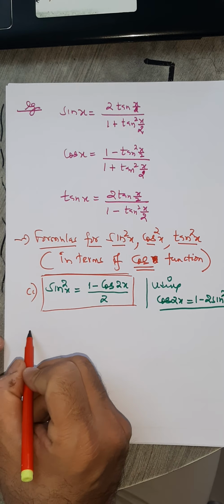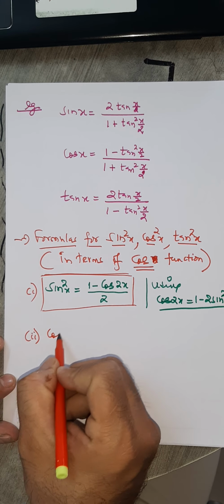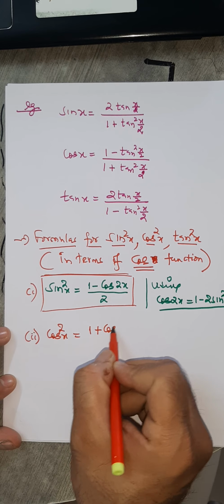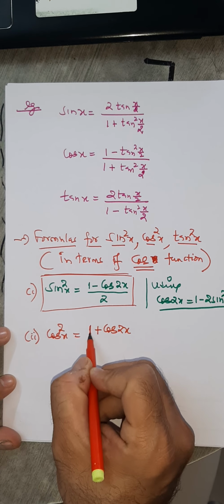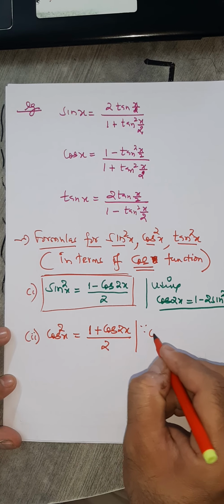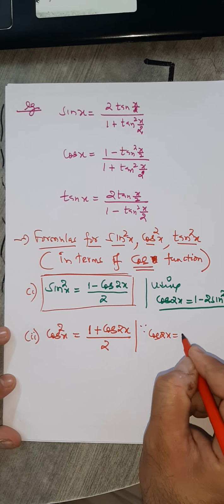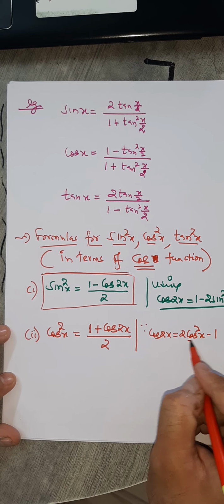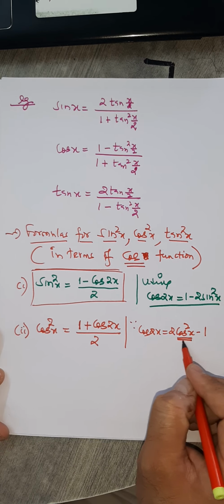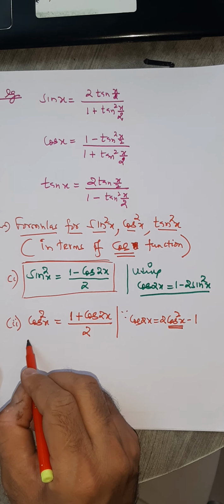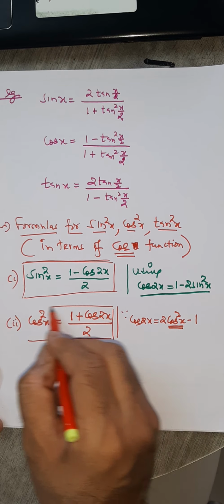Second one, same way, cos squared x equals to 1 plus cos 2x the whole by 2. From where this? Because of this. You recall the second formula for cos 2x, it is 2 cos square x minus 1. Make the cos square x as the subject of expression here. So plus 1 the whole by 2. This is the second formula, remember.